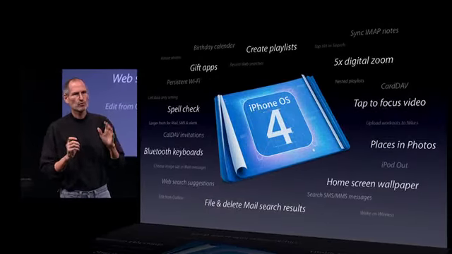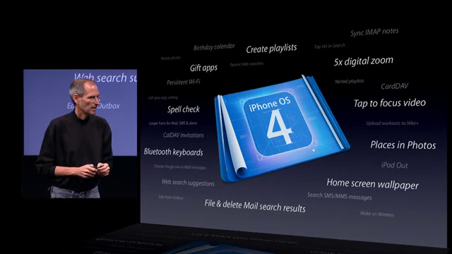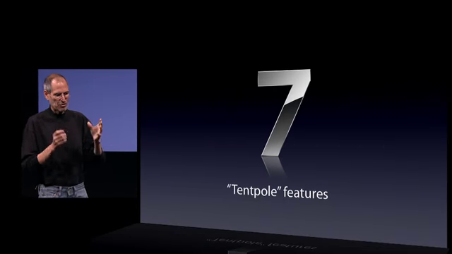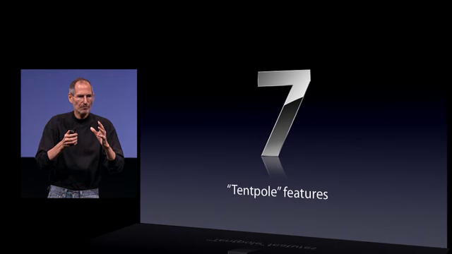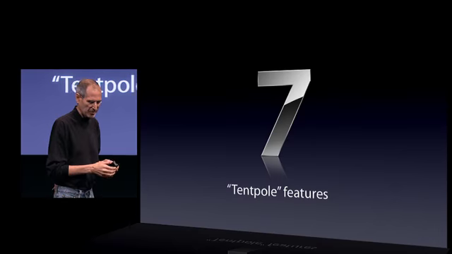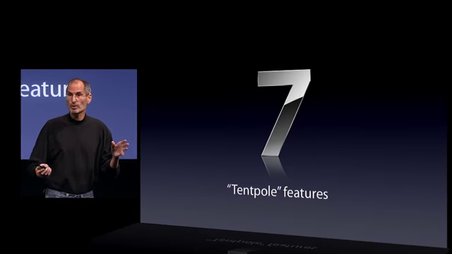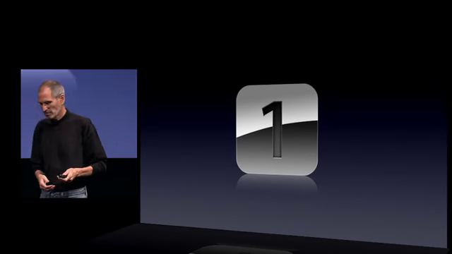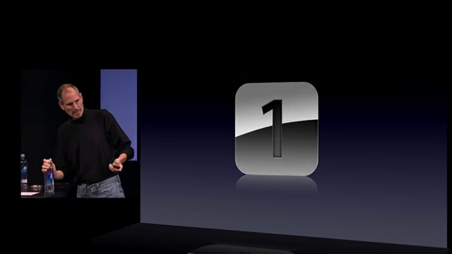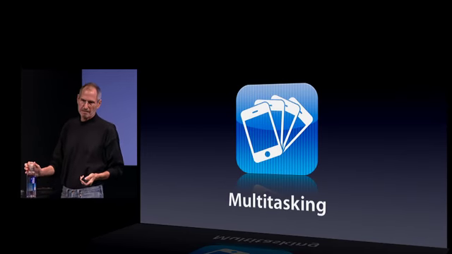So again, these are just a few of the end-user features, over 100 of them, in iPhone OS 4. Of those, we're going to talk about 7 today. We call them tentpole features. We don't have time to talk about all 100, but we're going to talk about 7 of them. So let's get into it. Let's start off with the first one, which is probably going to be the biggest one, and that is multitasking.